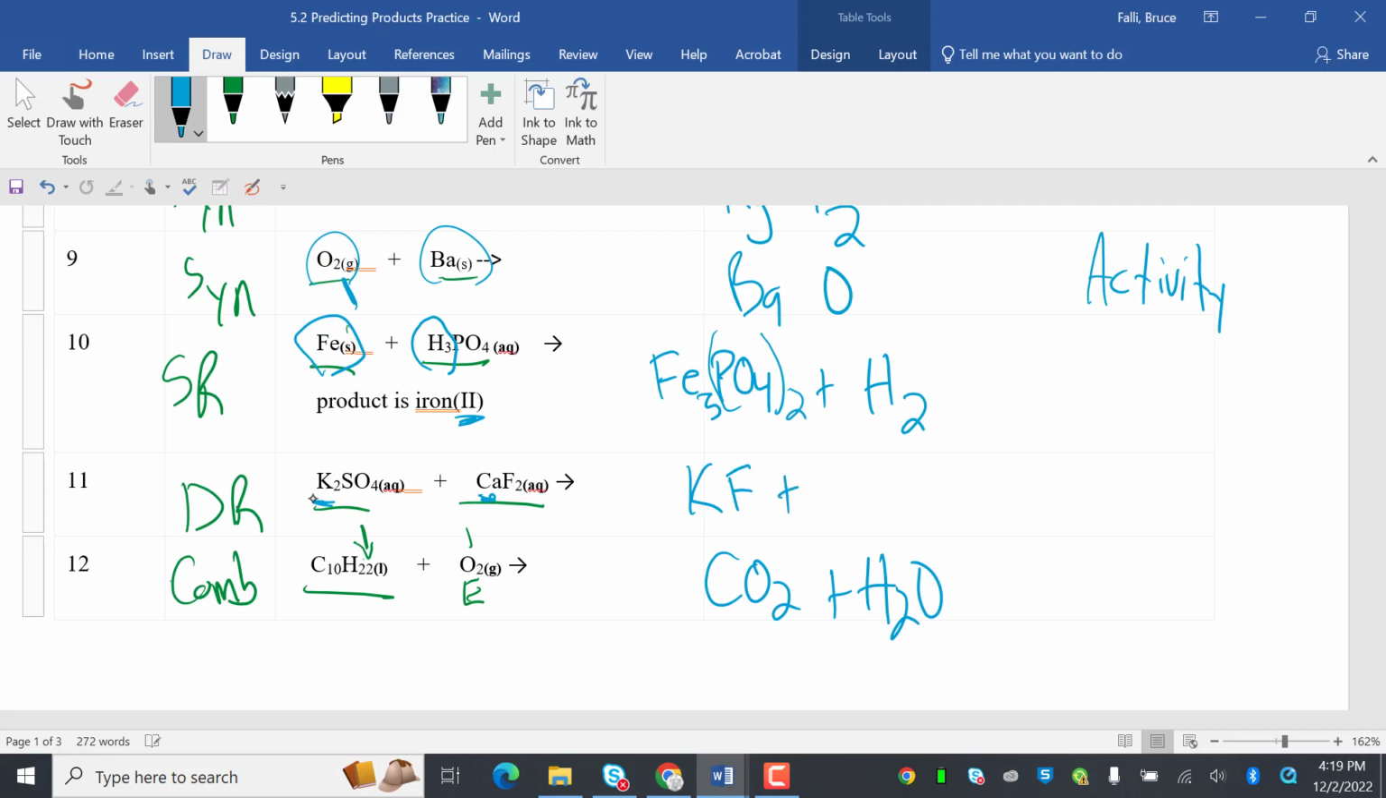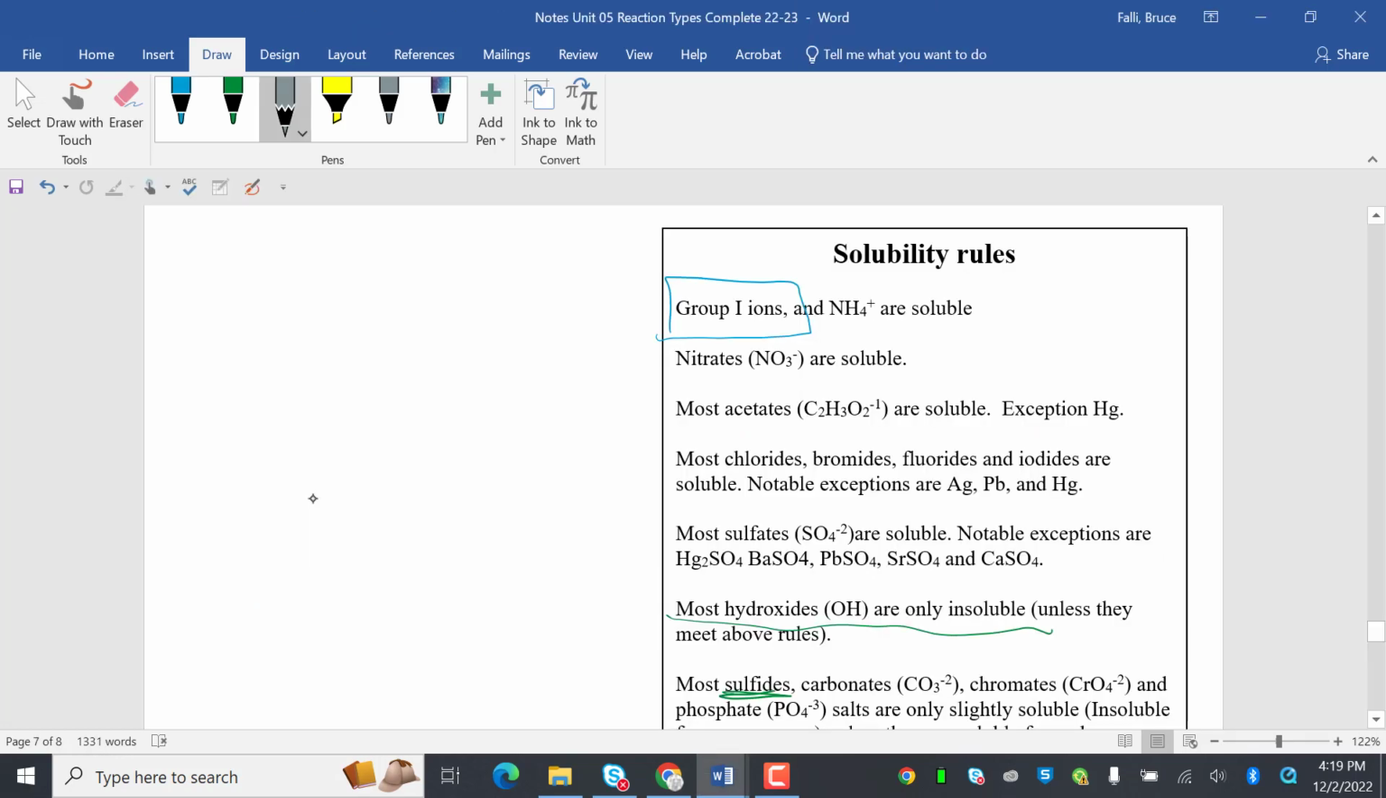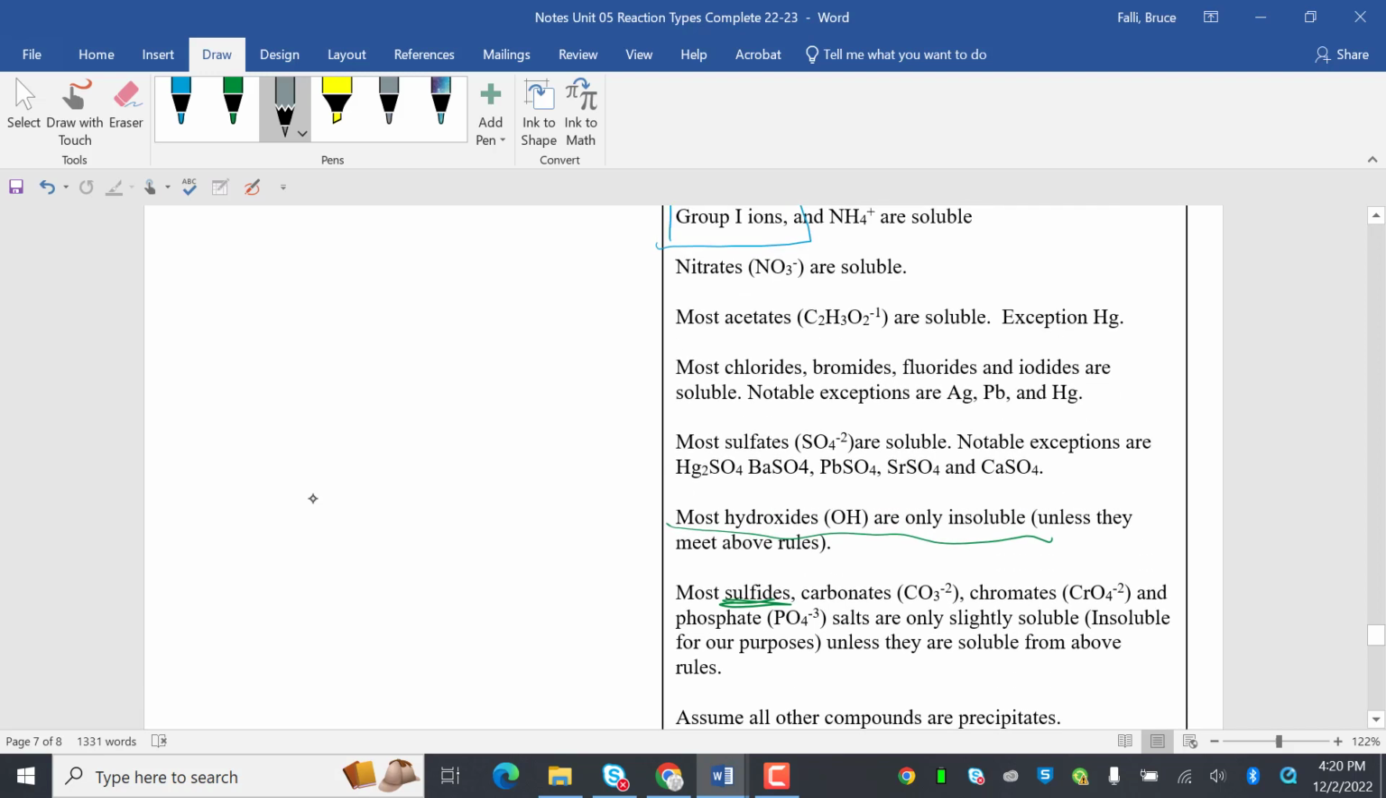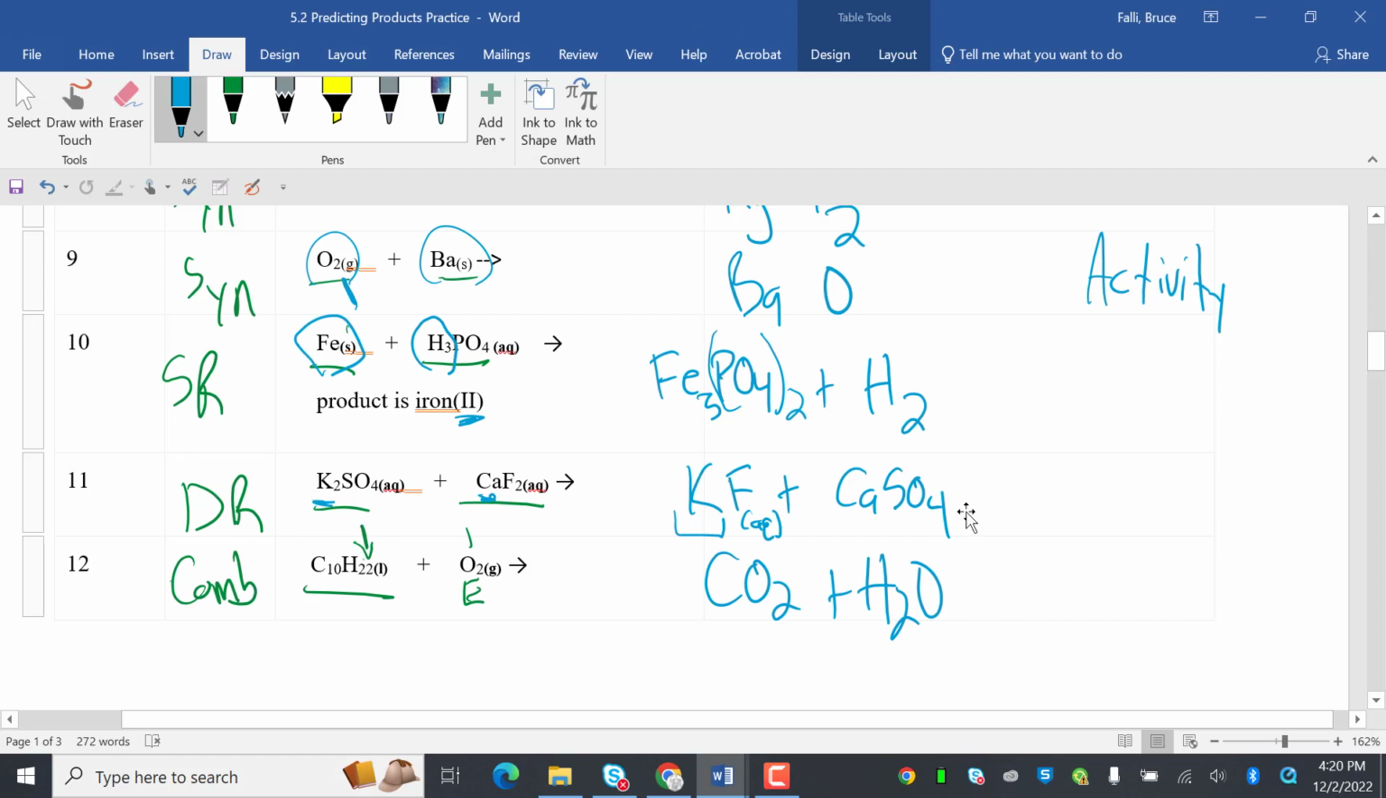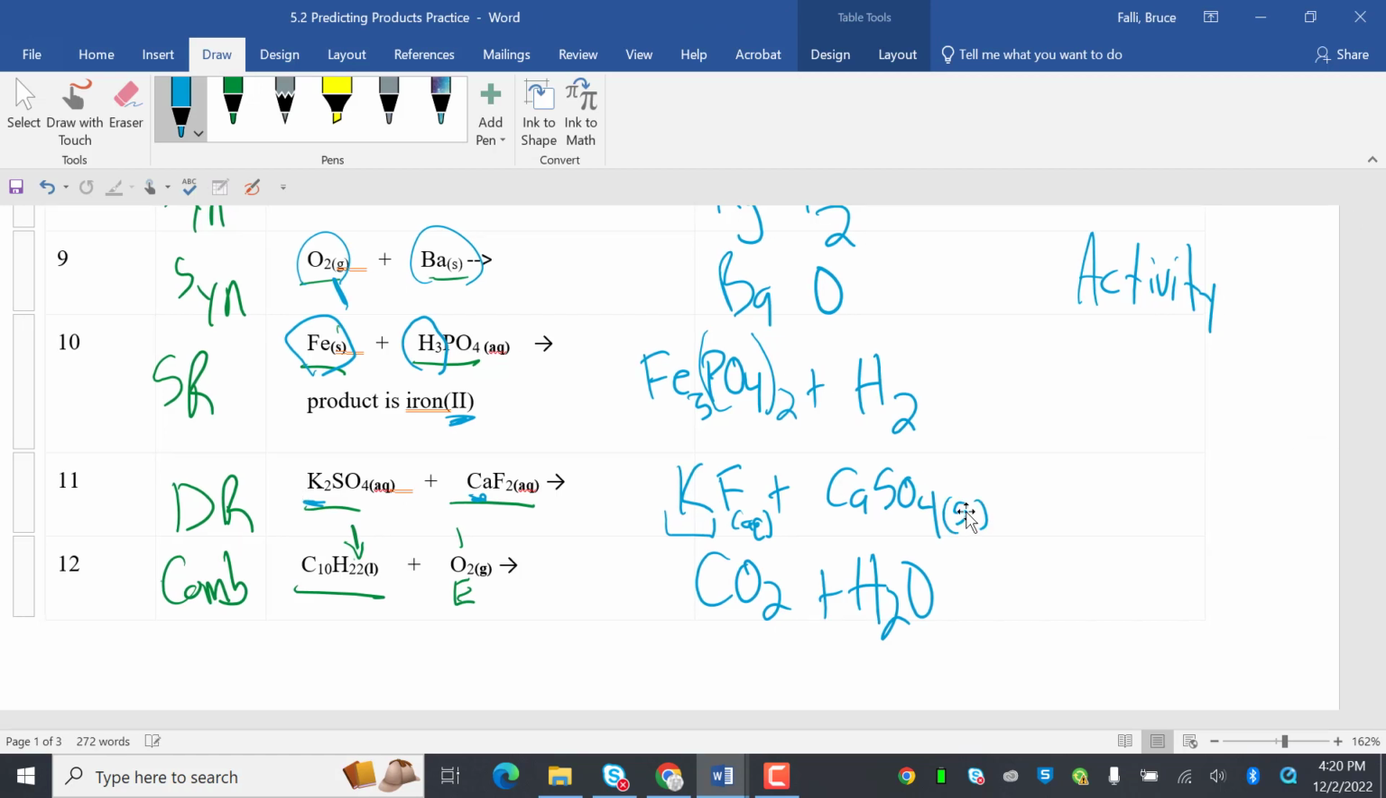KF, my mother's initials, and CaSO4. Potassium's +1, fluorine's -1. That's good. And calcium's +2, sulfate's -2. That's good. So we have to figure out which one is the precipitate, if there is one. Potassium is group 1. Remember, that's the first question. Anytime it's group 1, it's aqueous. Now I have to check calcium sulfate. Sulfate rule: most sulfates are soluble. Exceptions are calcium. So that means it is a solid, and that means the reaction happens.